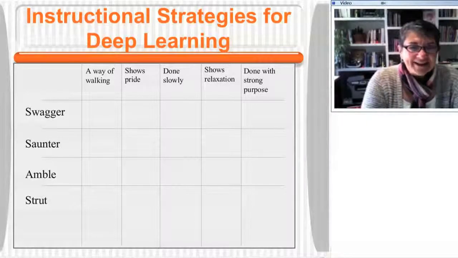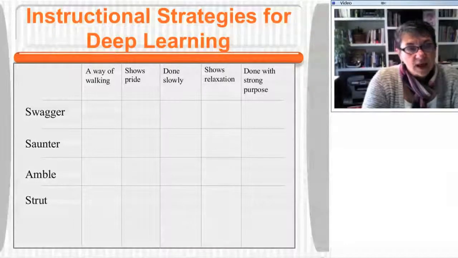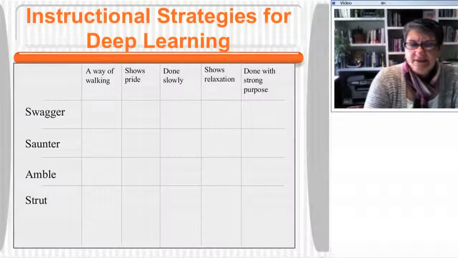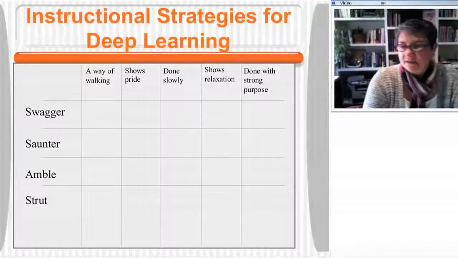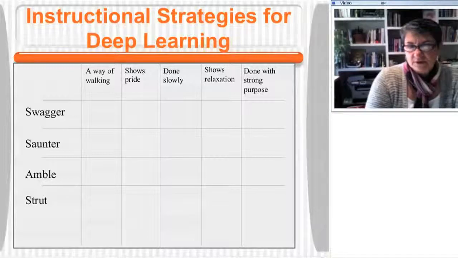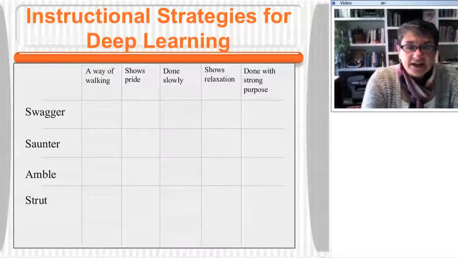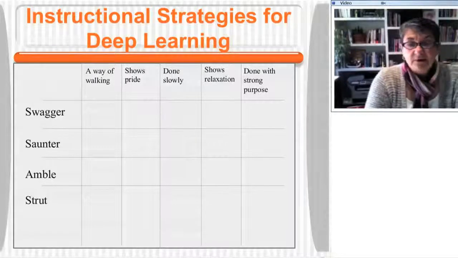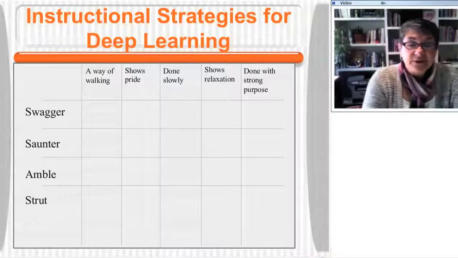Okay, let's say swagger shows pride. If you swagger down the street, does that show pride? Yeah, it probably does. Done slowly? No. If you're going to swagger down the street, you probably wouldn't do that very slowly. Shows relaxation? No, I'm not going to check that box, because if you're swaggering down the street, you're probably not going to be relaxed. And the last one, done with strong purpose. Well, yes, if someone swaggers, they're probably proud of themselves, and that would be something they would do with strong purpose. So do you see how that goes?